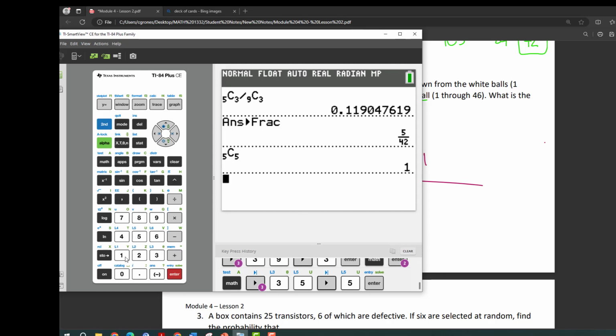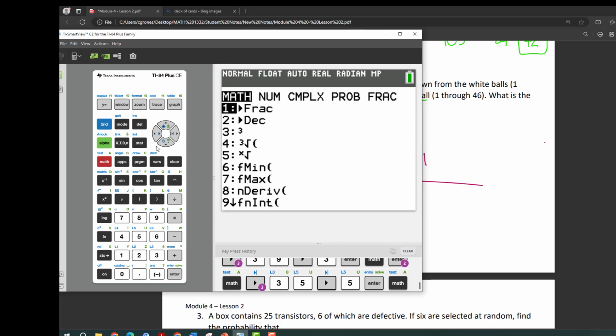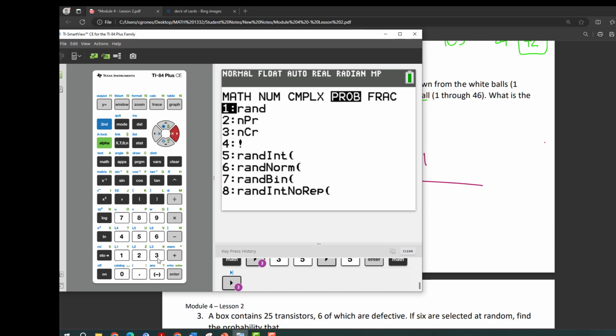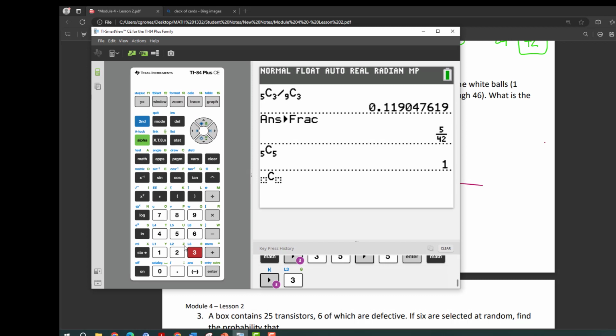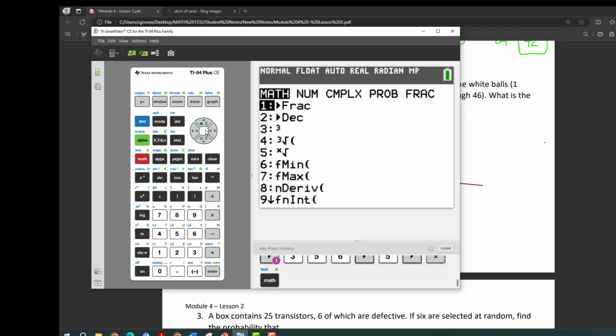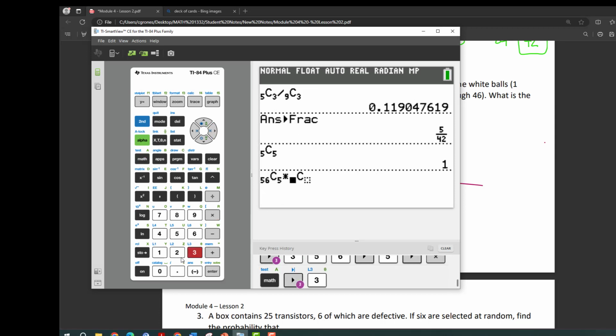Same thing for the gold balls. We have 1 and we're choosing 1, and there's only one way for that to happen. So 1 is going to be our numerator. Whenever you're doing the denominator, you can multiply them together. So we have 56, and we're choosing 5. And then we multiply that by 46, and we're choosing 1.